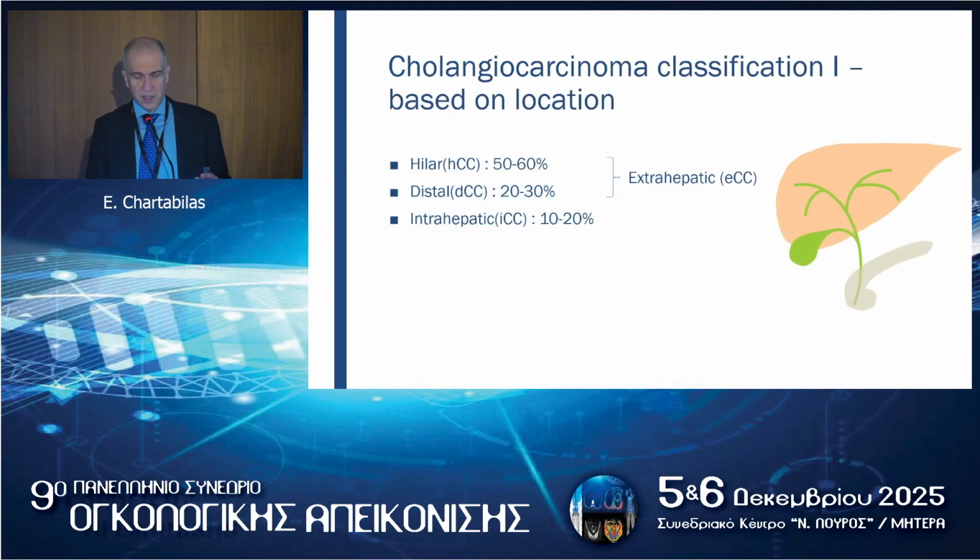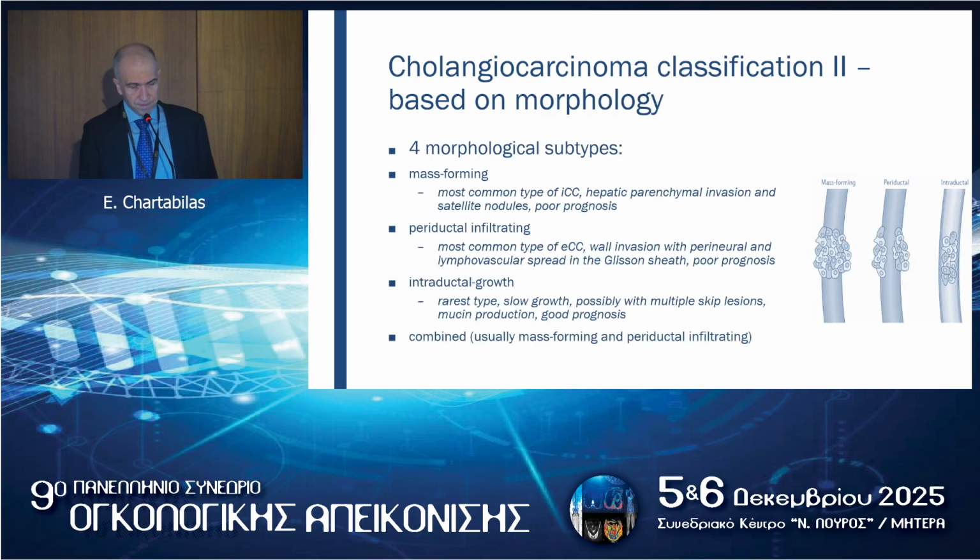Okay, the first classification is based on location. So we have the hilar cholangiocarcinoma, which is 50 to 60%. We have the distal one below the confluence of the cystic duct, which is another 20 to 30%. These both are the extrahepatic ones. And then you have the intrahepatic cholangiocarcinoma, which appears as a nodule within the liver.